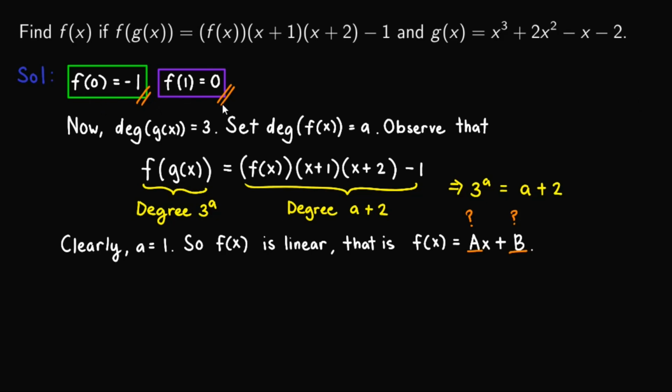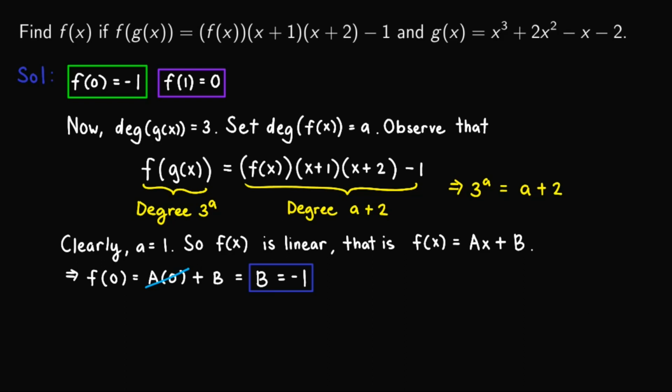So starting with f of 0, plugging in 0 out here, we have a times 0 plus b. Then a times 0 will just cancel out, so we'll be left with b. And from in here, we know that f of 0 is equal to -1, so we have b equals -1. So we now have a value for b.